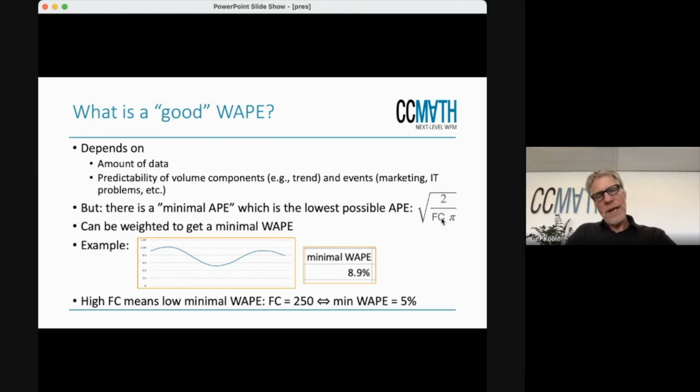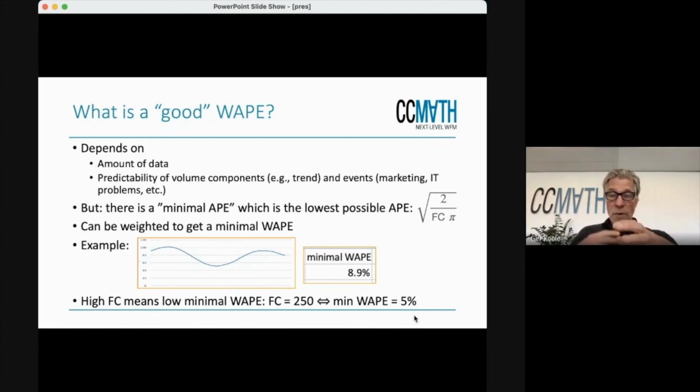Actually, two things. If you look at this formula, you see the forecast in the denominator. That means the higher your forecast, because you divide by the forecast, the smaller this number gets. So for high volumes, you get a low minimal WAPE. If you look at the daily level, at a regular queue, or even weekly level, then this minimal WAPE doesn't play a role. But if you look at the interval level or at small queues, then it starts to play a role. And approximately around a forecast of 250, the minimal WAPE is 5%.